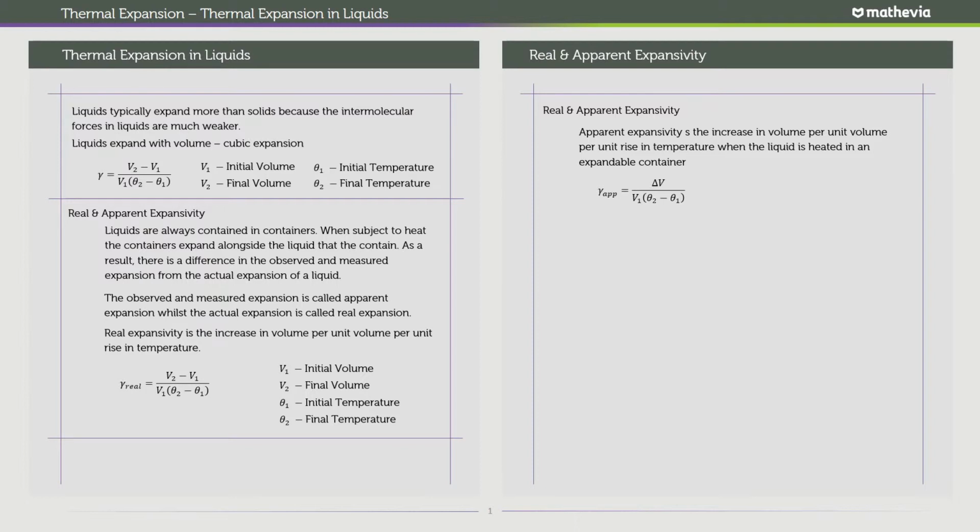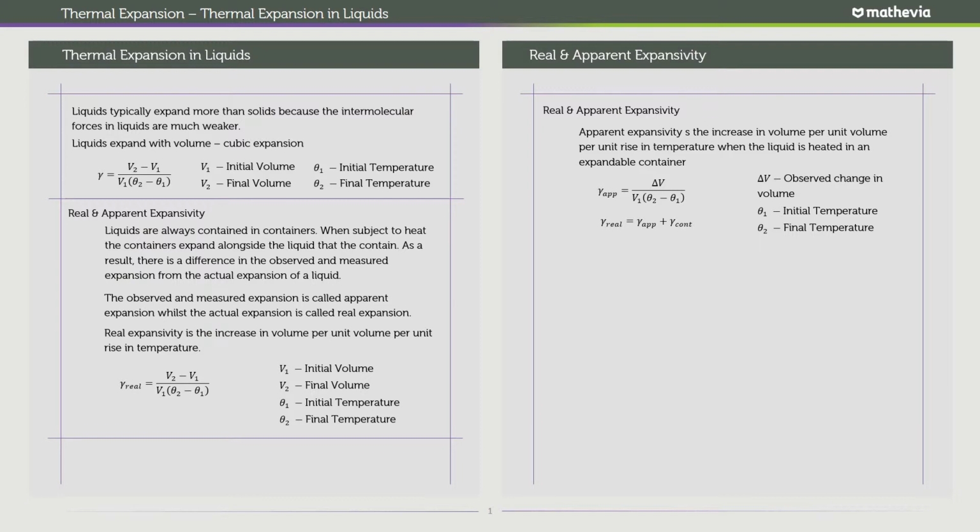So the change that you see comes from the apparent expansivity, while the change that's actually happening is from real expansivity. Basically you have the observed change in volume divided by the initial volume, and then the change in temperature. Something very important you need to know is that the real expansivity equals the sum of the apparent expansivity plus the expansivity of the container.